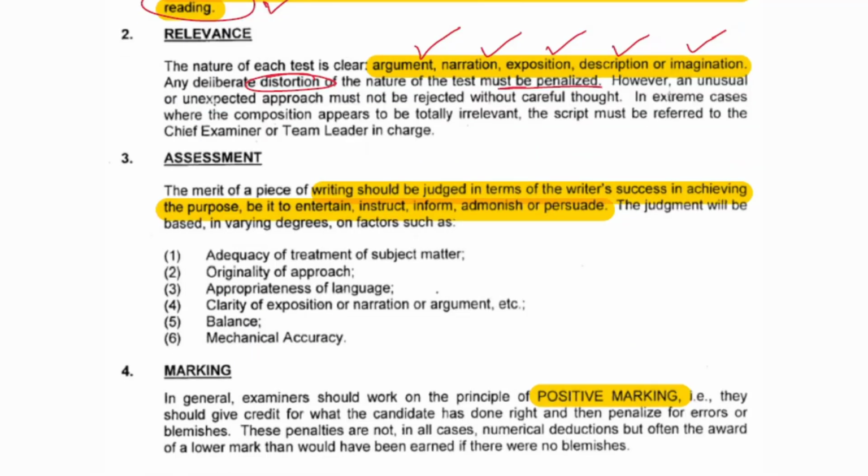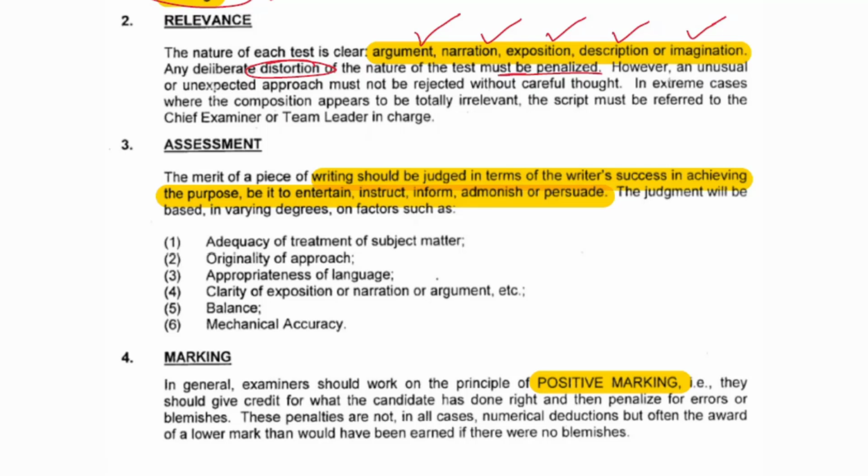Okay, so here in the assessment that you are going to go through, your writing will be judged in terms of your success in achieving the purpose behind the question, whether it is to entertain, to instruct, to inform, to admonish, or to persuade. Generally these are the range of factors that are going to judge you: the accuracy of your subject matter, the originality of your approach. Are you very original? Are you dynamic in presenting your point? The use of appropriate language, the clarity of your expression, how balanced you are, and then mechanical accuracy.